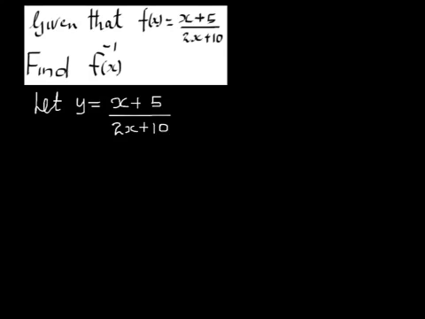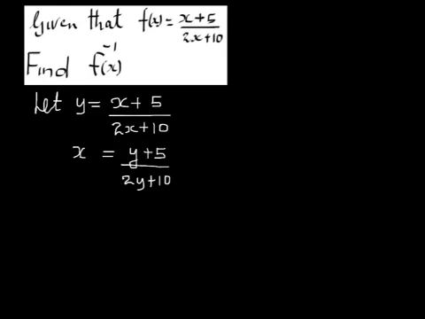Now what do we do next? Well, we interchange the x term with the y term. So in this case, I'm going to have x equals y plus 5 over 2y plus 10. And what do we do next to find the inverse of this function? Well, we make y the subject of the formula. So how do we do that? How do we make y the subject of the formula here?